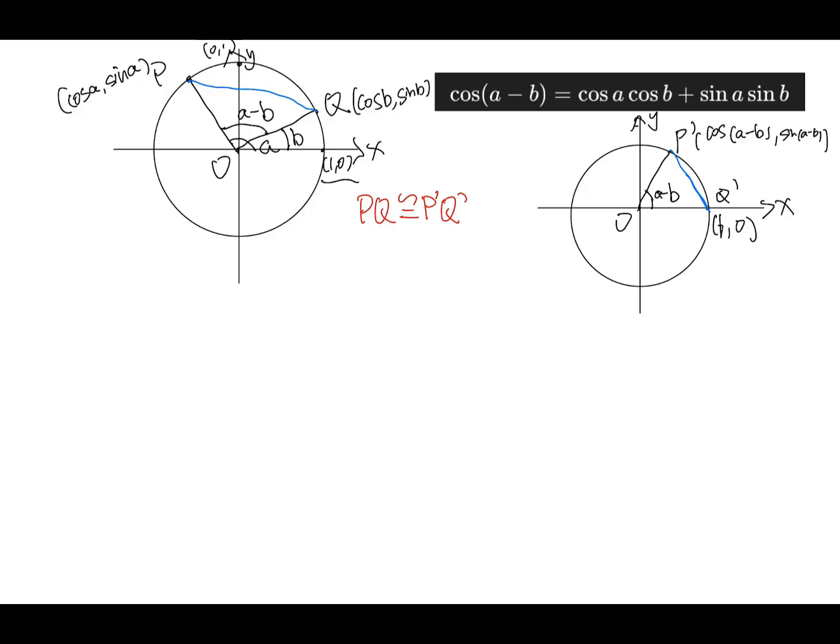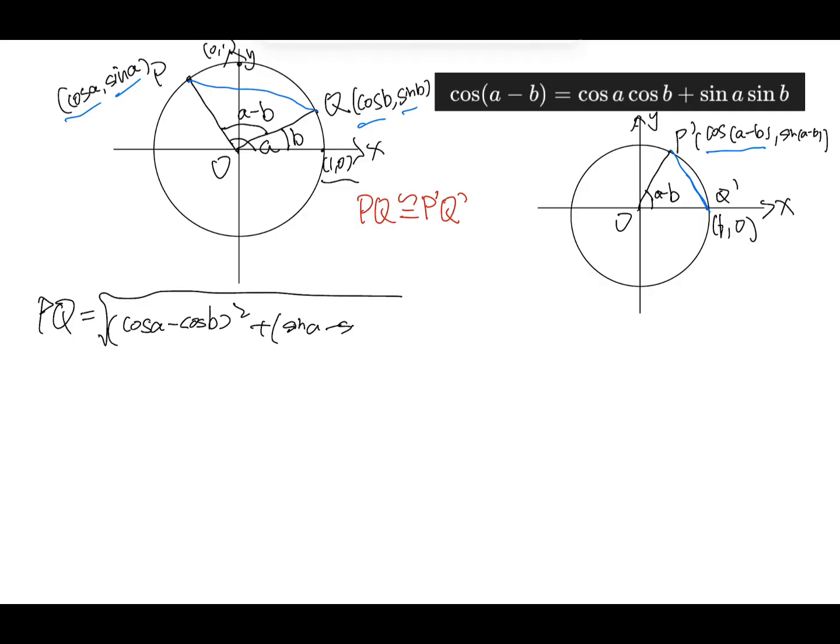Now, you actually see the cosine A minus B. And you see other components like cosine A, sine A, cosine B, and sine B. So by calculating the distance of PQ and P prime Q prime and constructing an equation, we can actually solve for this. So let's start. PQ equals the square root of cosine A minus cosine B squared plus sine A minus sine B squared.